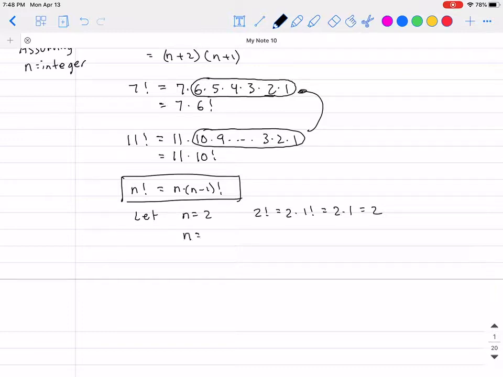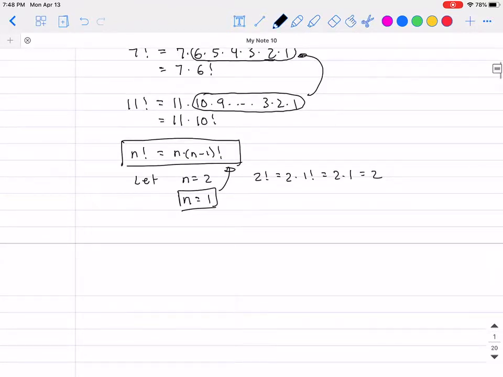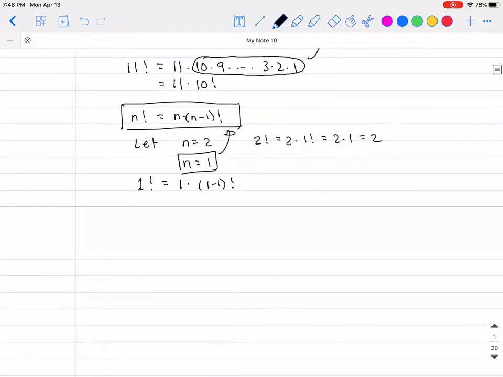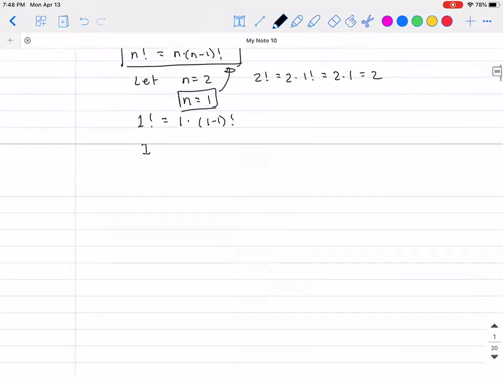Now, let me go ahead and move down by 1. So this time let n be equal to 1. And watch what happens over here. If I take n equal to 1 and substitute it into this thing that I just came up with, this will now read the following: 1 factorial is equal to 1 multiplied by (1 minus 1) factorial. And that right there is where we're going to solve for our answer.